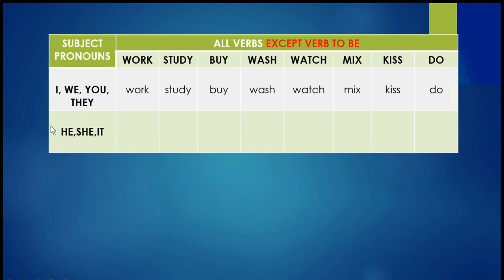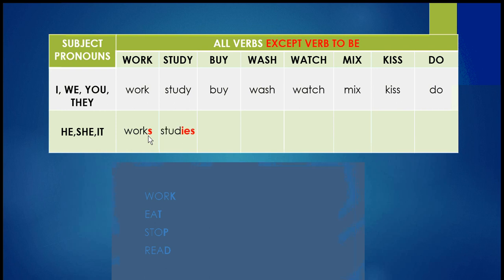But when we conjugate any verb except verb to be with the third person singular he, she, and it, it is different. We have to add an S in some verbs. In most of the verbs we add an S: works, eats, stops, reads.